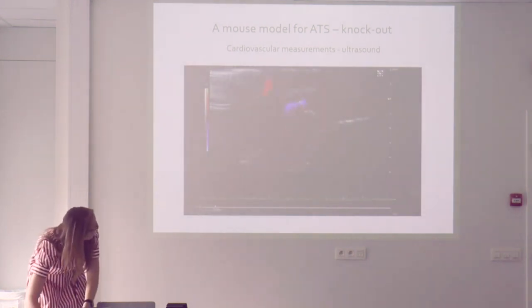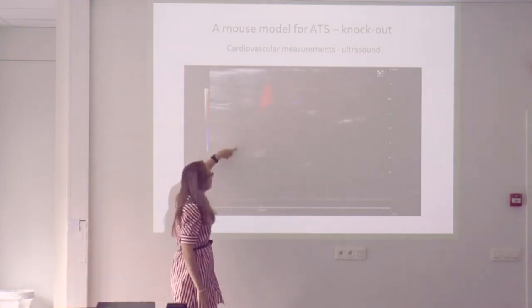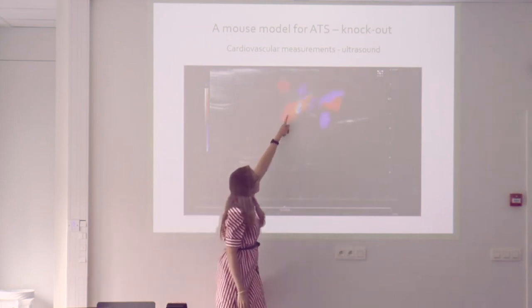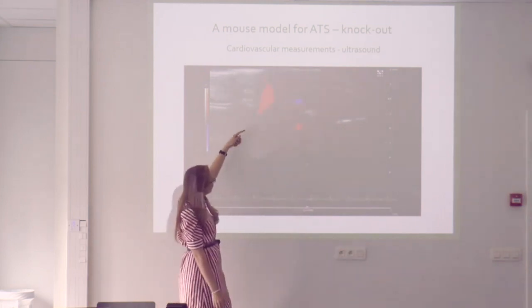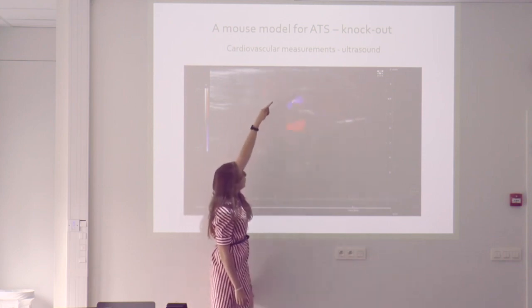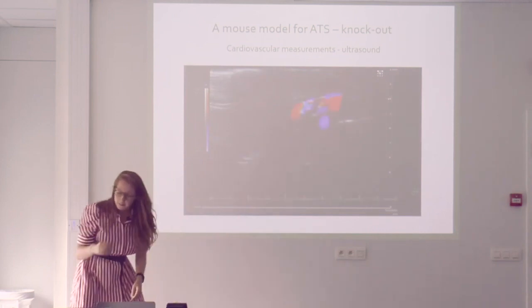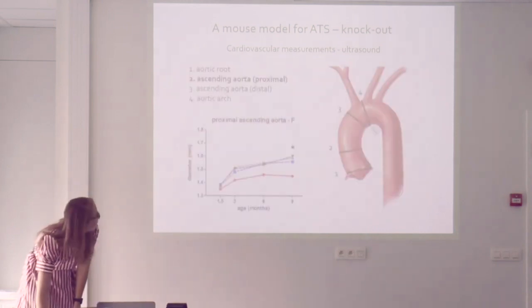It might be a bit too dark to see, but what you have here is the heart of the mouse beating. Here the aorta comes out of the heart, and what we're looking for is the blood flow from the heart through the aorta, and we're also looking for the diameter, of course, of the aorta.